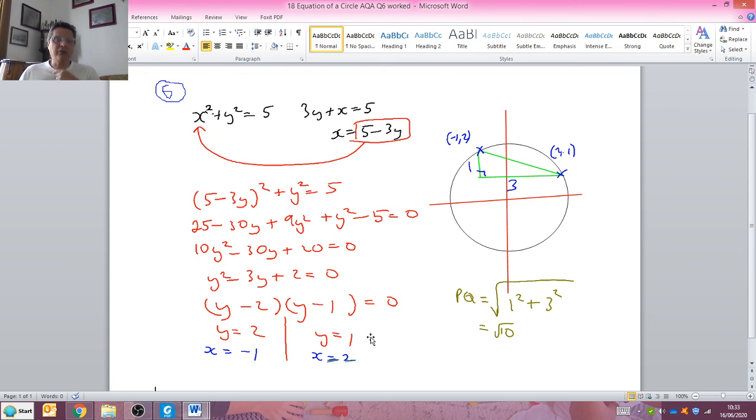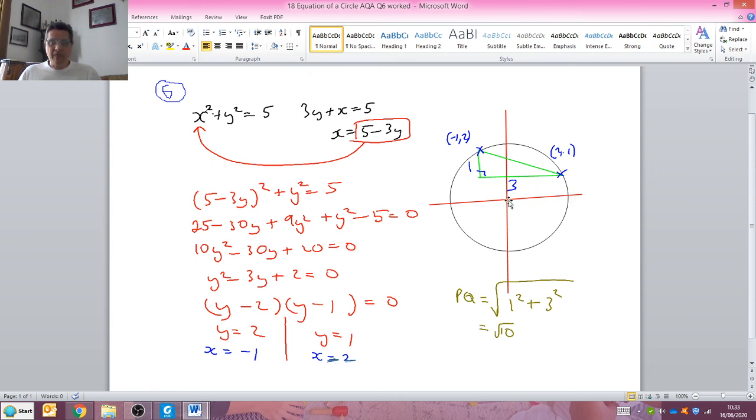Now look how unhelpful the AQA diagram actually was. We've got minus 1, 2, so minus 1, 2 will be somewhere up here. Is that okay? Certainly to the left of the origin. So minus 1 and 2. It's not to scale, but it's way better than their diagram. And here we've got 2, 1. Well, 2 across, 1 up.